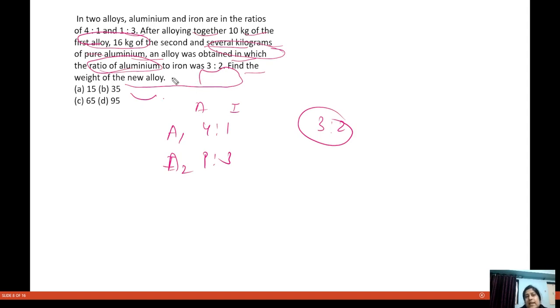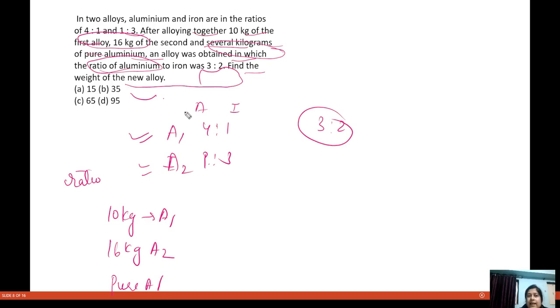So what they are saying is that they had alloys in this ratio, and then they took 10 kg of the first alloy A1, and 16 kg of the second alloy A2. Then they added some amount of pure aluminium as well, and the ratio of aluminium to iron became 3 is to 2. So we have A1, we have A2, and we have pure aluminium.